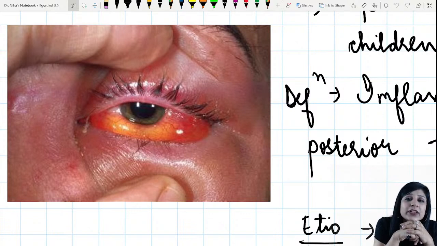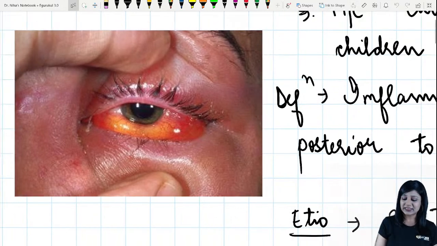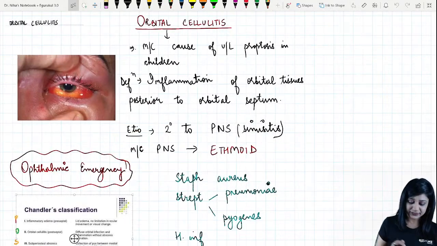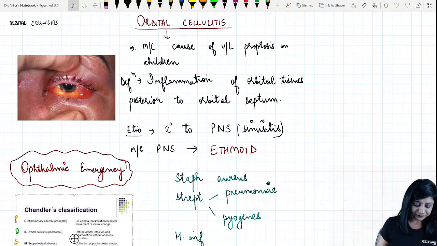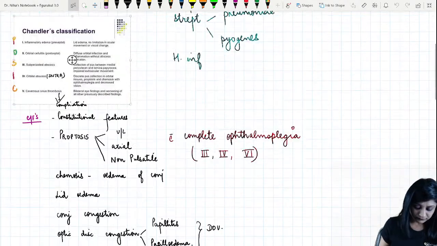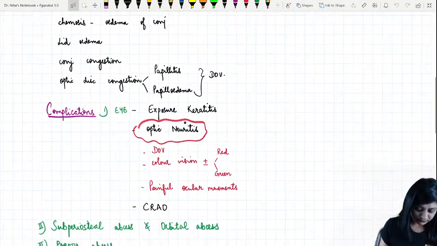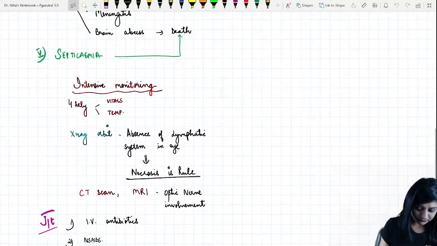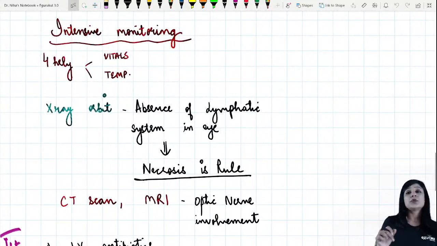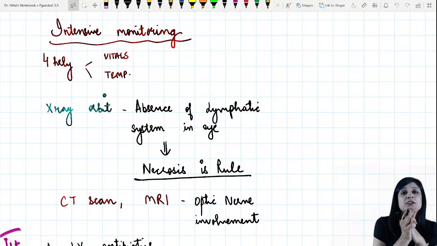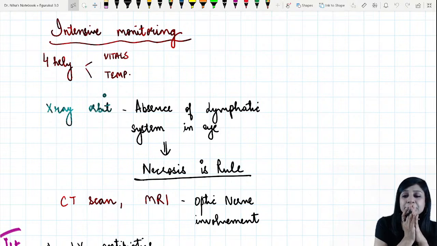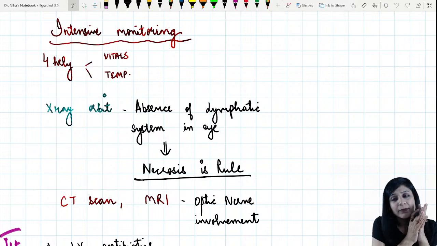So why actually we are worried about this? Why we want to get this X-ray and CT scan done? Can you tell me that? Anything? We are doing the 4-hourly vitals also, temperature also. Now, first important thing is X-ray will help you in knowing the sinus involvement.